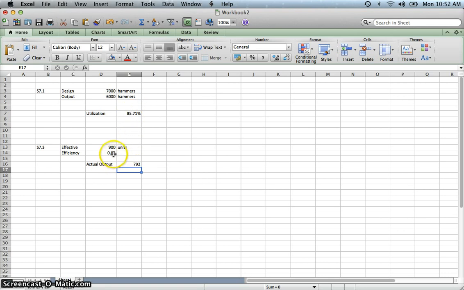This one we would want to be higher than utilization because this is not the top amount. And of course you can also work backwards. If we have the measurement, we can multiply by the effective capacity or by the design capacity and get back to the actual output, depending on which measurement they gave you.